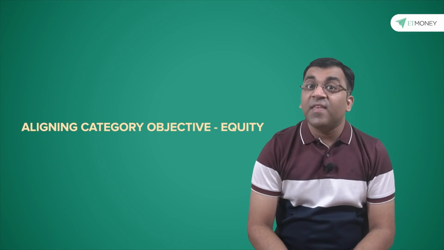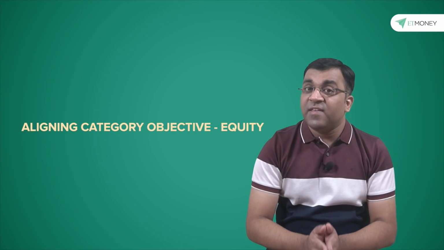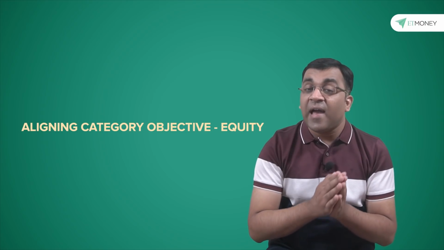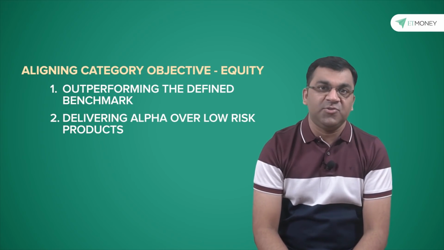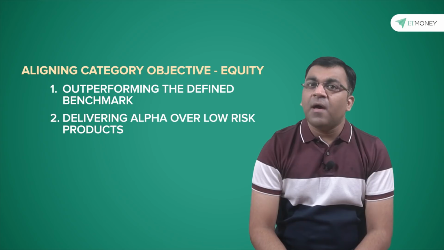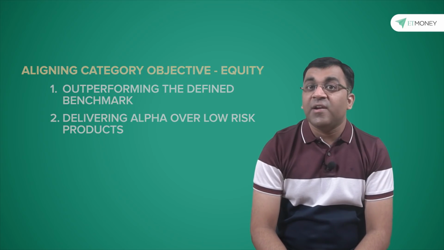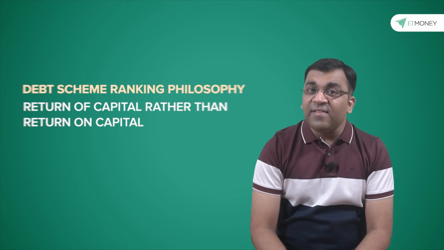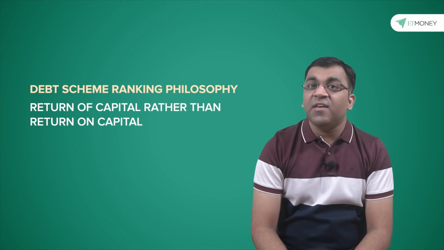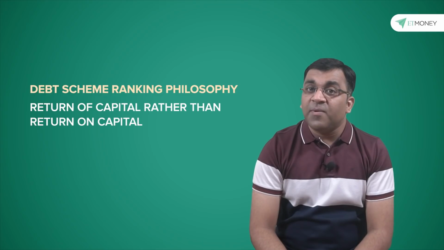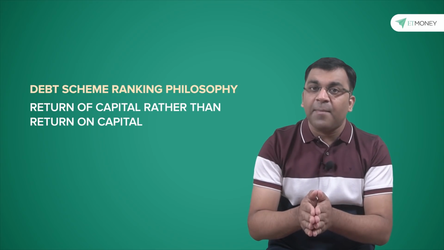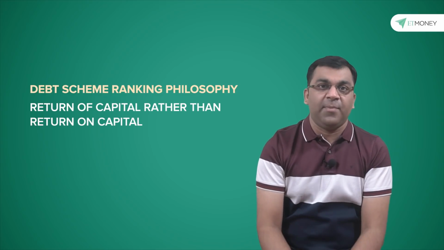So come to think of it, the reason we assign a larger weight to the risk-adjusted return parameters is to align the ranks with the category objective, which in the case of equities is to deliver an outperformance over the defined benchmarks. However, this approach does not stand ground when it comes to debt fund categories. In fact, in the case of debt schemes, our ranking philosophy is more centered around the principle of return of capital rather than the return on capital.